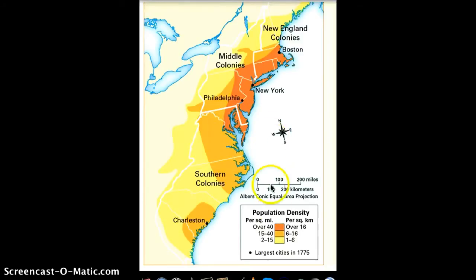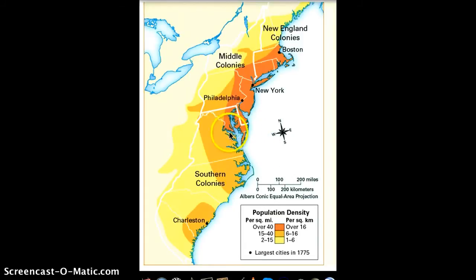Okay, and one of the things that we need to take a look at to start off is the key. Down here we've got the key that tells us what this information is. What we've got here is population density, and it says here per square mile on the left. So this tells us how many people are living in each square mile on average. And over here we've got kilometers. Basically, of course, this is a British colony and they deal in the metric system. But for all intents and purposes, I want you to take a look here at the per square mile number. So the orange here tells us that over 40 people per square mile live in those areas.